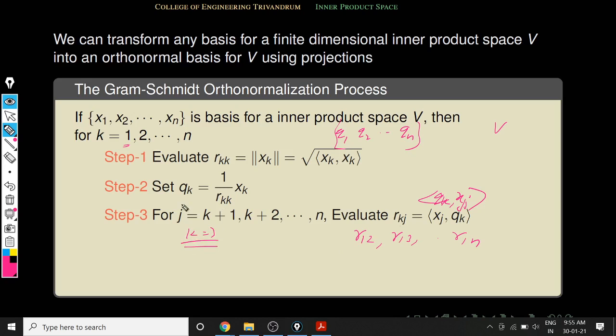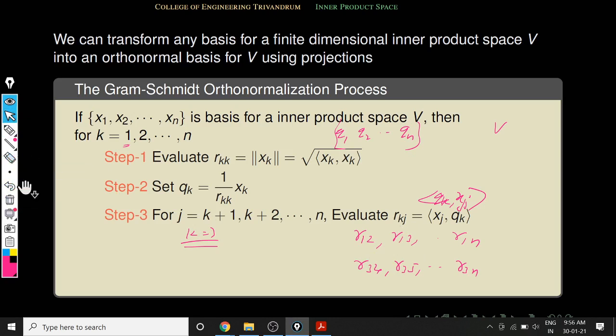Okay, suppose K equal to 3. Suppose presently it is the Kth iteration, then K is equal to 3. Then we have to evaluate R 3,4, because J is starting from K plus 1. So R 3,4, R 3,5, etc., R 3,N. You got it? So if it is the Kth iteration, then we have to compute R_KJ for J equal to K plus 1 onwards.